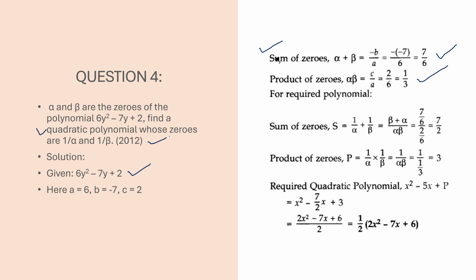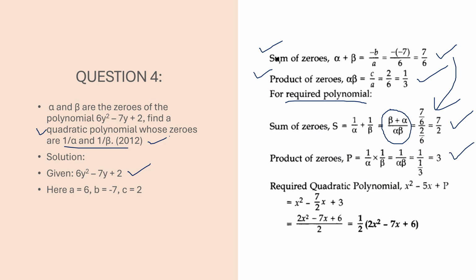Now what is the required polynomial? After finding the sum of zeros and product of zeros, you have to see what is given. They have given us zeros 1 upon alpha and 1 upon beta. So now you take the sum of zeros, 1 upon alpha plus 1 upon beta, take an LCM and put it in this form. Now you just substitute the values which you have found, and you get the sum of the zeros. Likewise, for the product of zeros, take 1 upon alpha times 1 upon beta, substitute the values, and you get the product of zeros.